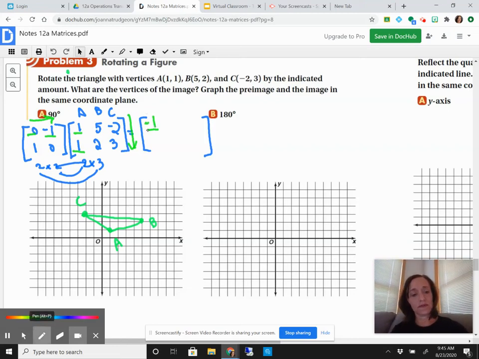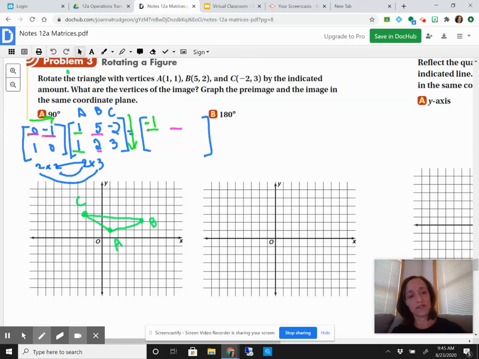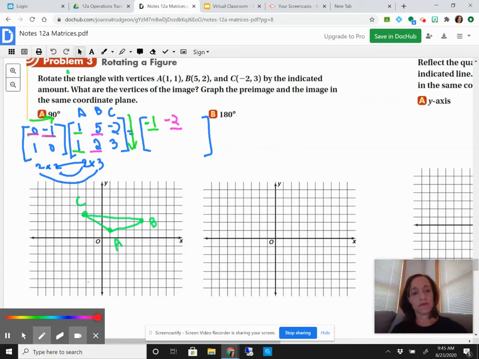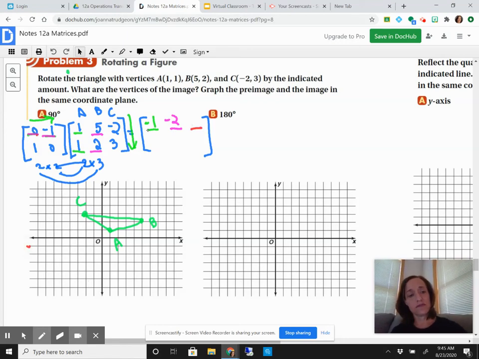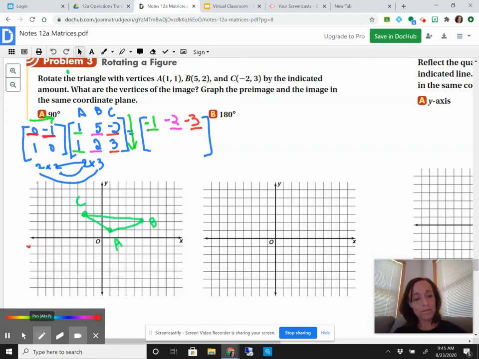When we do the next one, for this spot right here, still the first row, so we're using 0, but it's the second column, so 0 times 5, that's nothing, plus negative 1 times 2, that's negative 2. The next one, this spot right here, first row, 0 times negative 2 is nothing, negative 1 times 3 is negative 3. Just double checking that's right. Yes, it is.